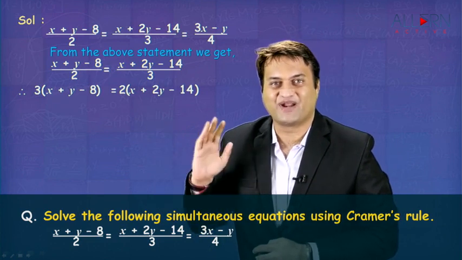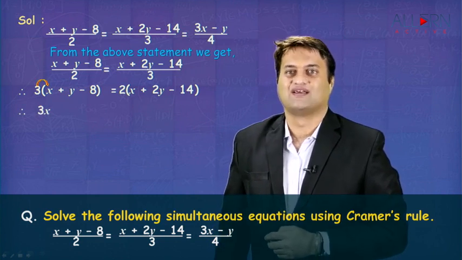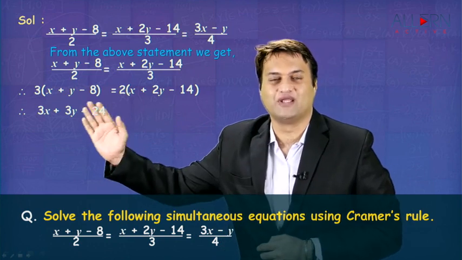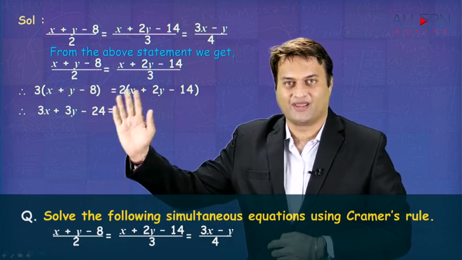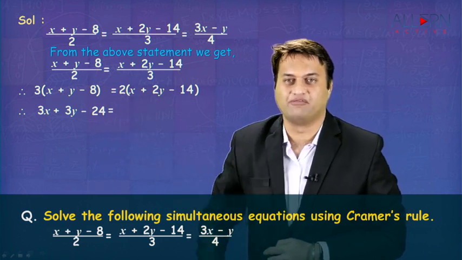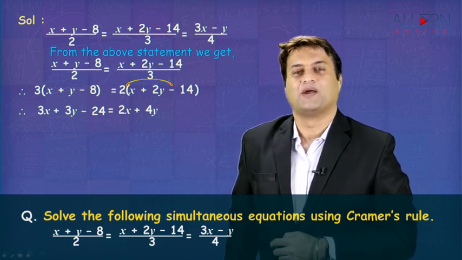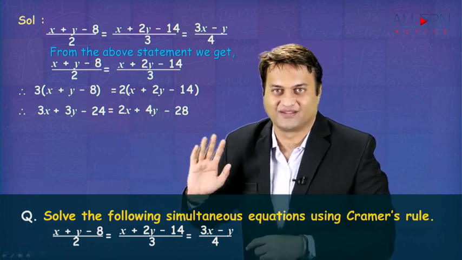Now let's open the brackets. What do we get when we open the brackets? 3x + 3y - 24. 3 gets multiplied to all the three terms inside the bracket. Here let us open the brackets and multiply 2 to every term. What we get is 2x + 4y - 28, right? So we cross multiplied and opened the brackets.